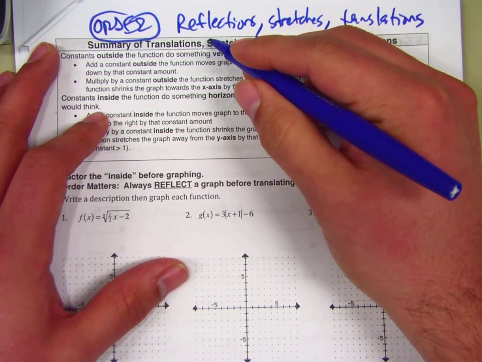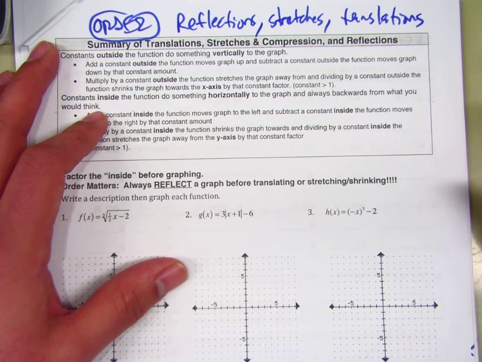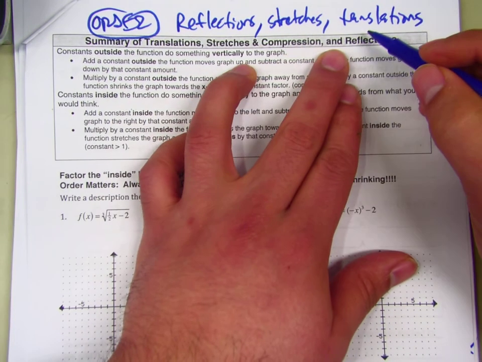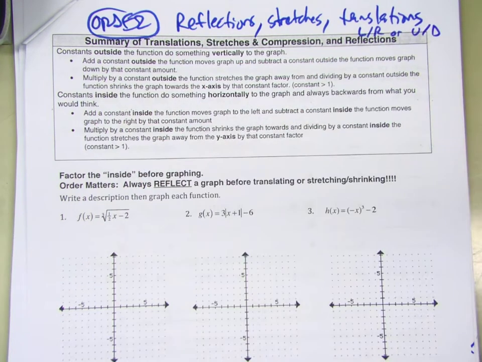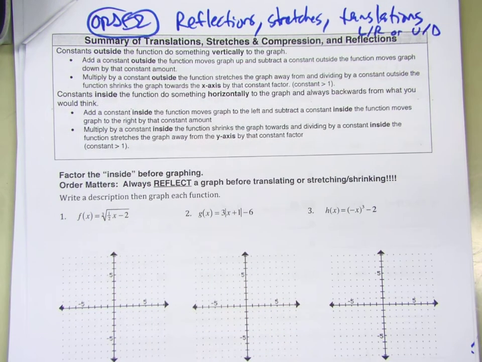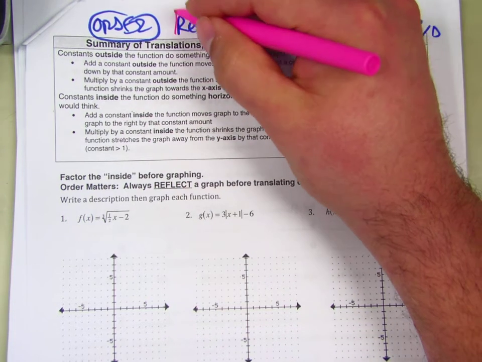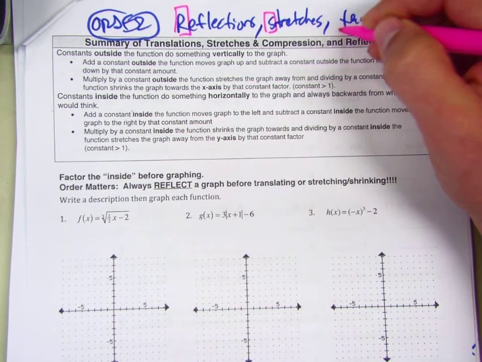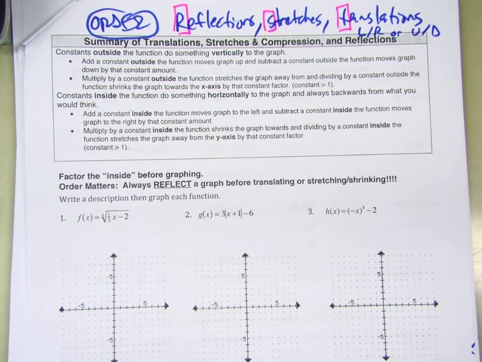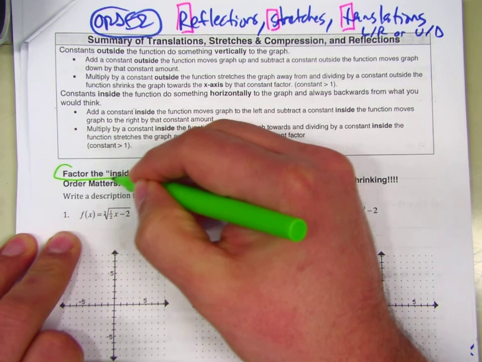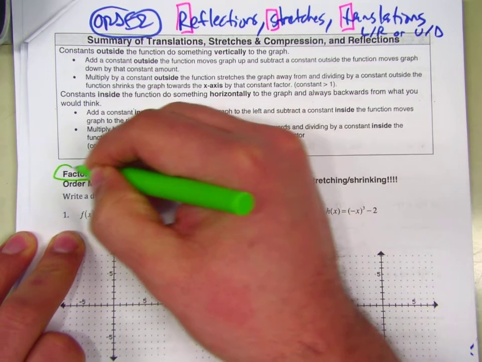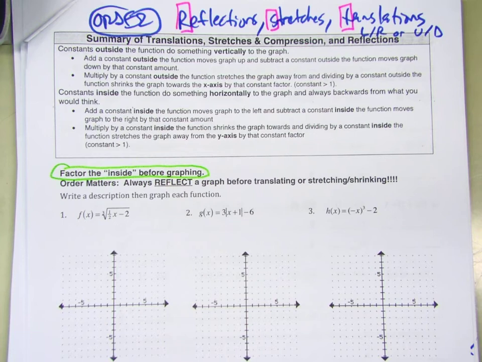Reflections is what we just did before break, where you flip things over X or flip things over Y. Stretches we just talked about. The translations is the left, right, or up, down stuff. Okay? But this is the order that you go in. I always remember the abbreviation RST so that I can remember it that way. I don't know if that helps or not. Okay? The last thing that we need to talk about too is right here. If there's stuff going on the inside, we always factor on the inside if possible or if necessary.